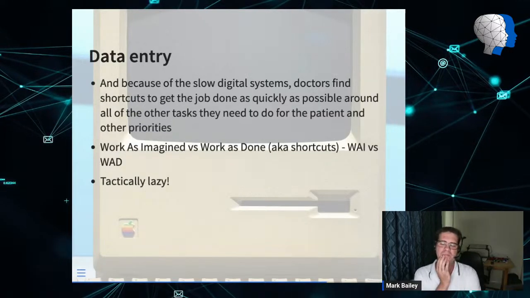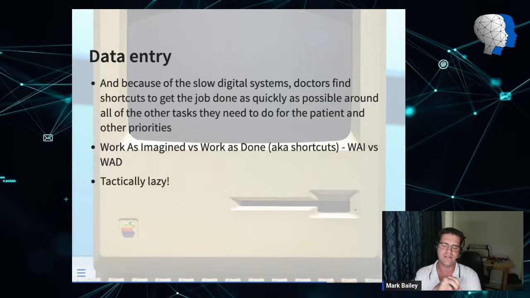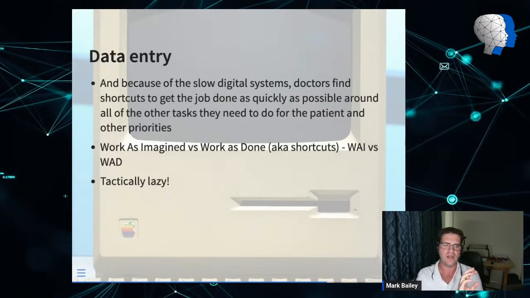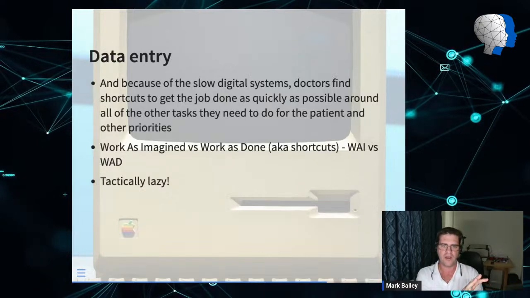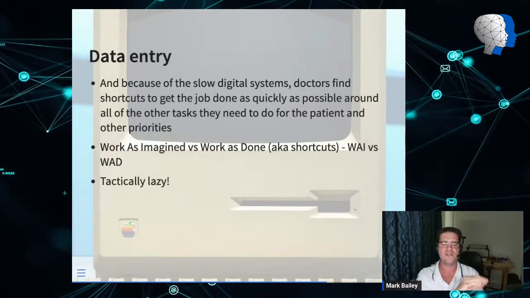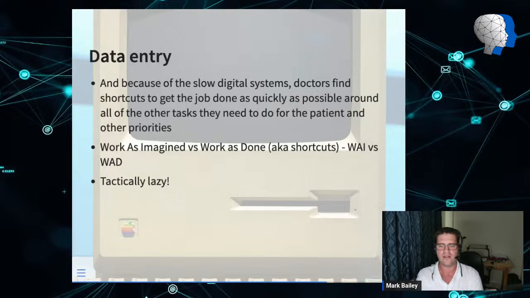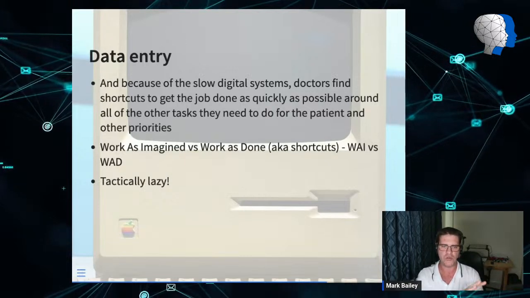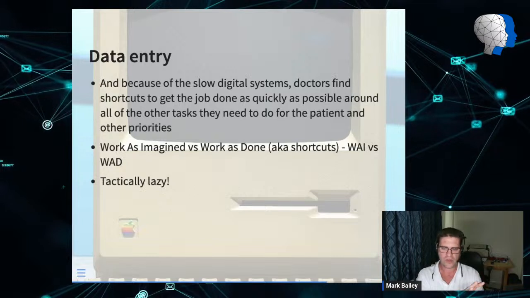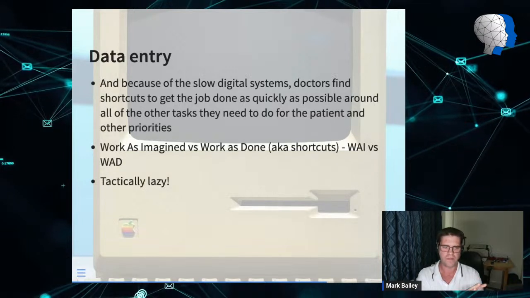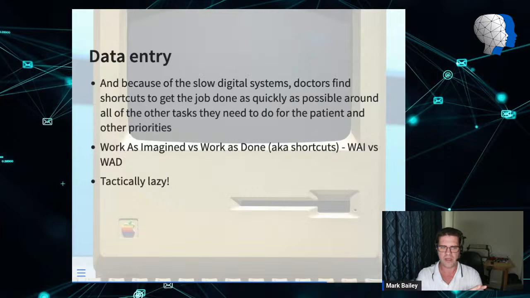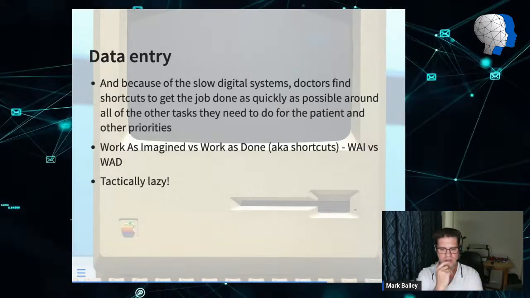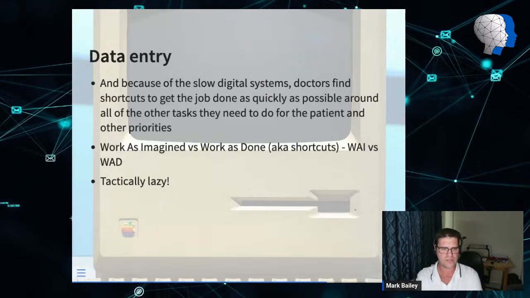And so all those things, us doctors and other clinicians, of course, but I'm talking from a medic's point of view, us doctors have to look after the patient, have to do everything around the patient. There's so much to do around the patient. And then these slow, cumbersome digital systems get in the way. Doctors find shortcuts to get through those things as quickly as possible, around all the other tasks that they need to do for the patient and the other priorities they have, for example, QI projects and learning and teaching and supervising and MDTs and all those things.